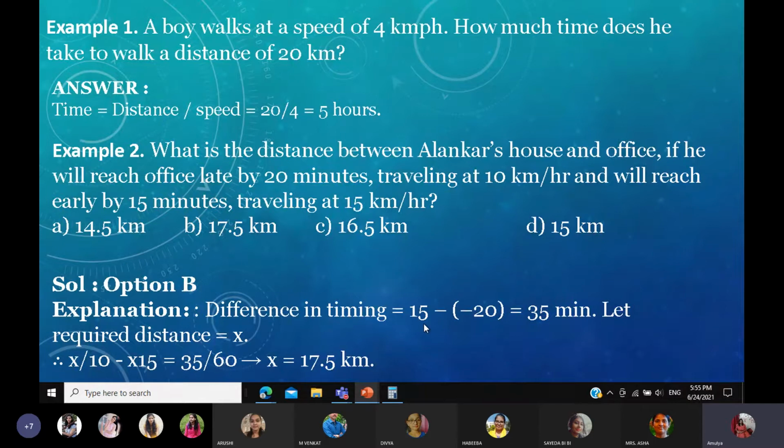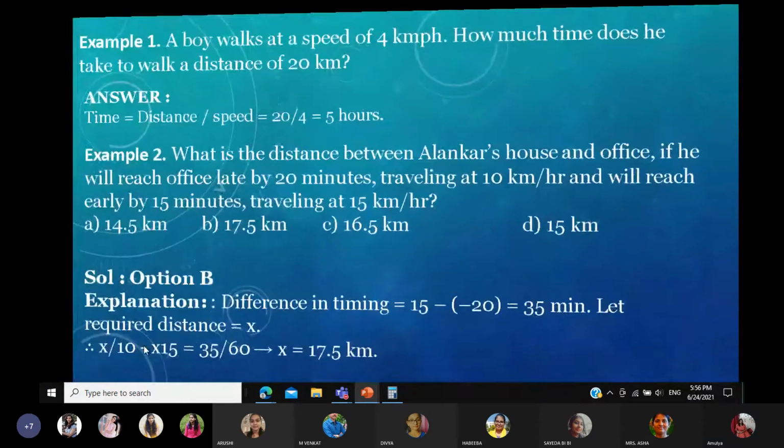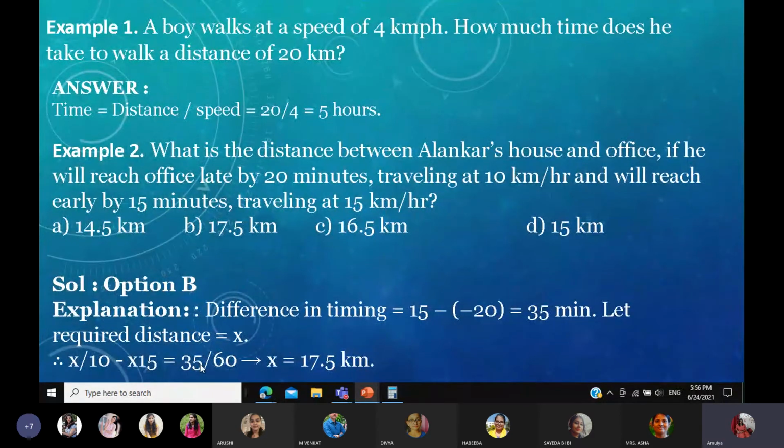Difference in timing is equal to 15 minus minus 20, where he is early by 15 minutes and he will be late by 20 minutes. So 15 minus minus 20, he will be late by 35 minutes, and where x is the distance, x divided by 10 minus x divided by 15 is equal to 35 divided by 60. Divided by 60 because of minutes to hours. So 17.5 kilometers.